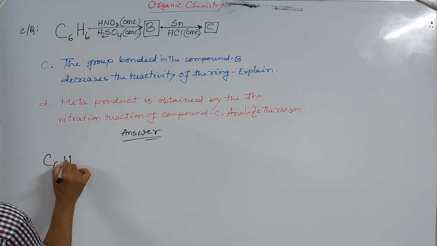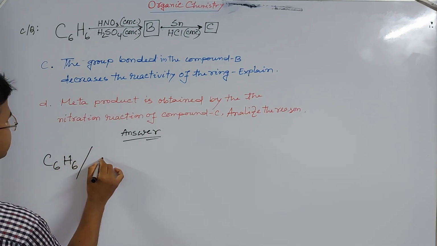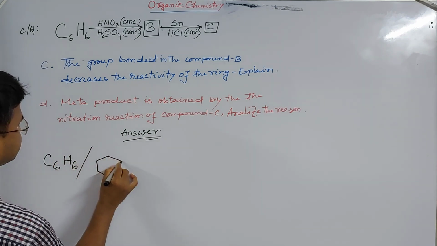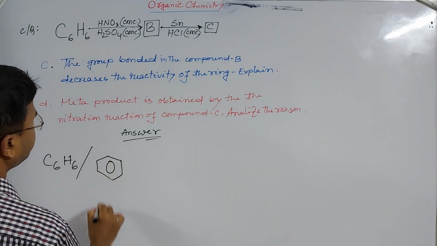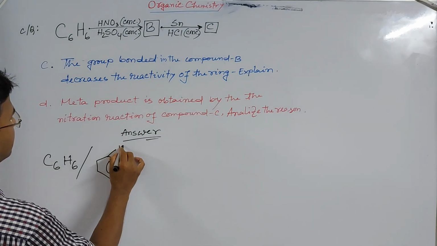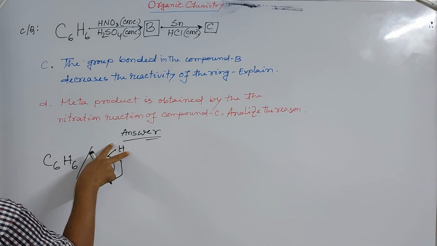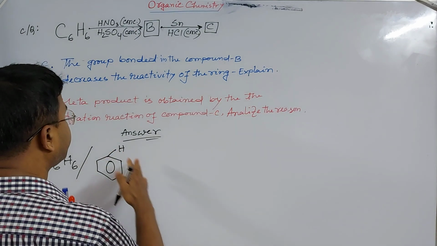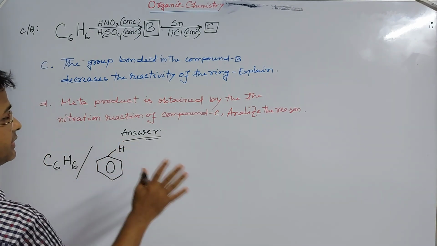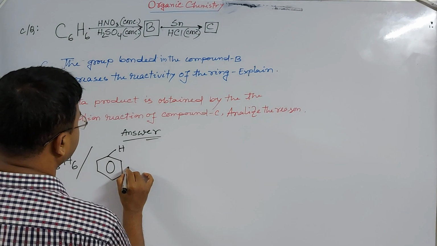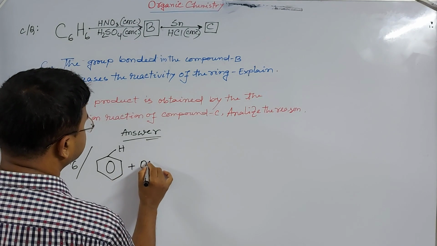C6H6, this is benzene, that's why I would like to write here benzene ring. Benzene, all of you know that each of the corner contains one hydrogen atom. Just to make you understand easily, I have written here hydrogen atom, but it is not necessary. Then this is nitric acid.